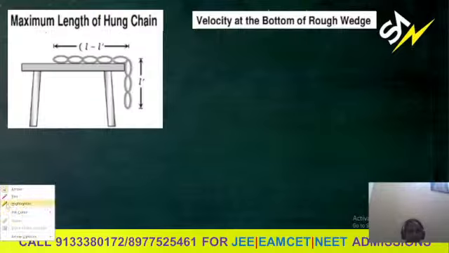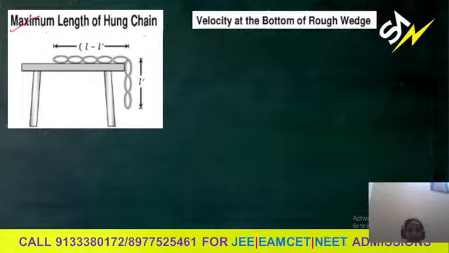And the next situation is the maximum length of the hung chain. So we can see here, let us consider L is equal to the total length of the chain, and in that, L dash length is hung. L minus L dash is the remaining length, which is placed on the horizontal surface.